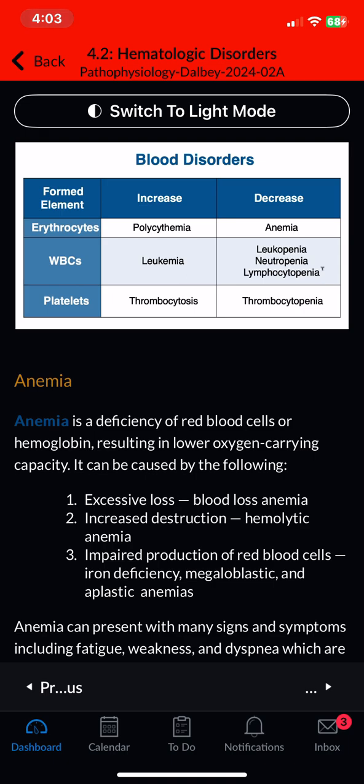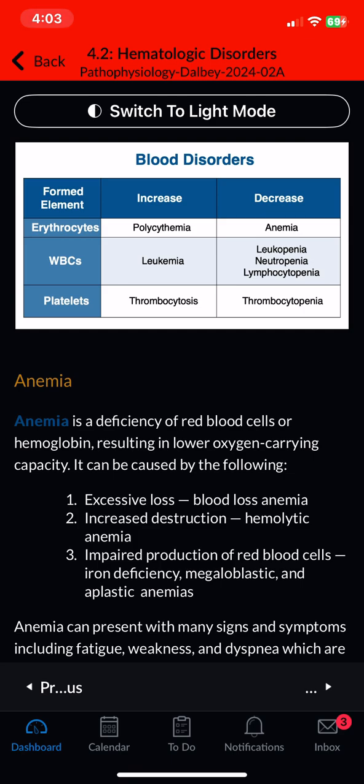When there is a decrease in the numbers of white blood cells, it's called leukopenia. The most common type is neutropenia, or a decrease in the neutrophils. Lymphocytopenia is a decrease in the number of lymphocytes, and that's less common to see. Leukopenia can be caused by a decrease in cell production if somebody has a folic acid deficiency, cancer treatments like chemotherapy and radiation, or even cancer itself, congenital diseases, or aplastic anemia.